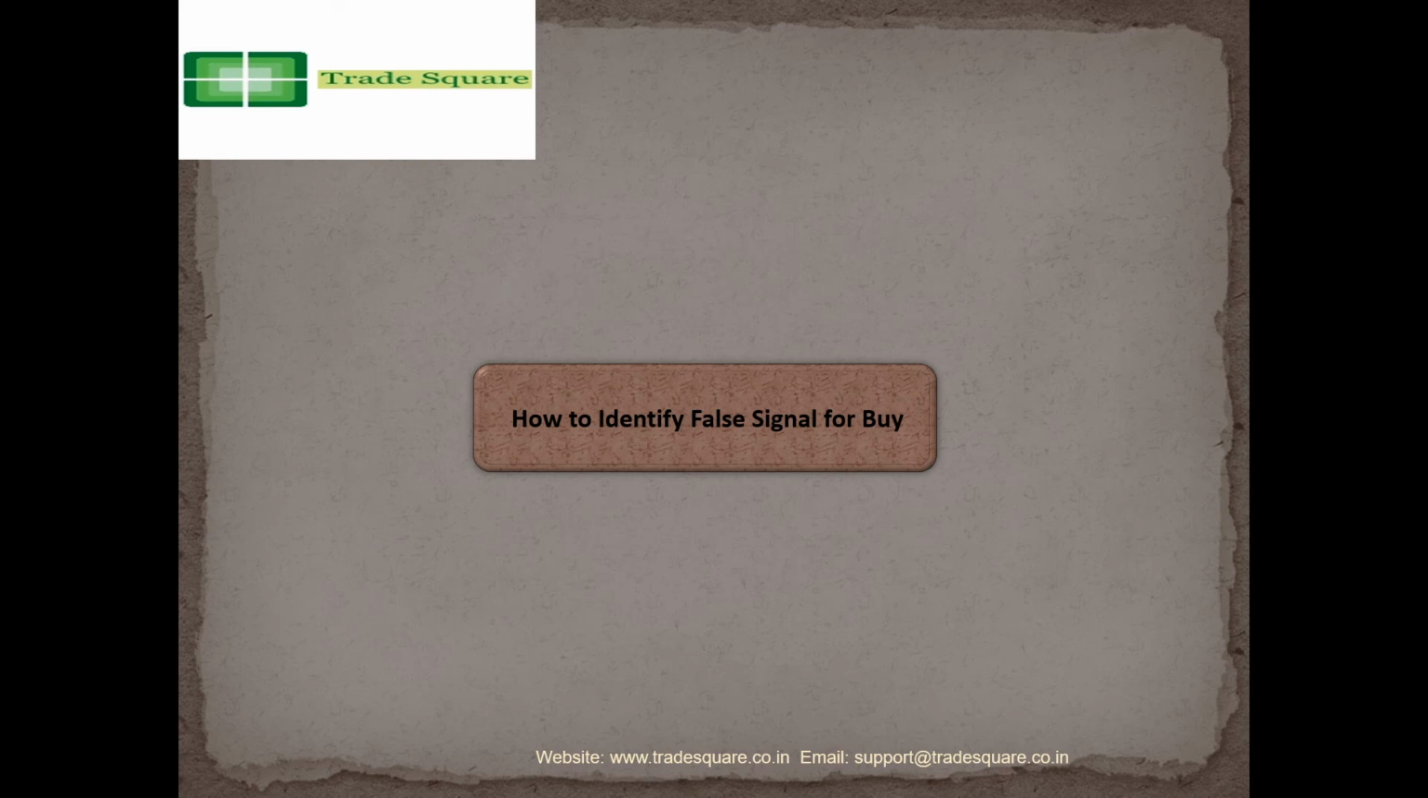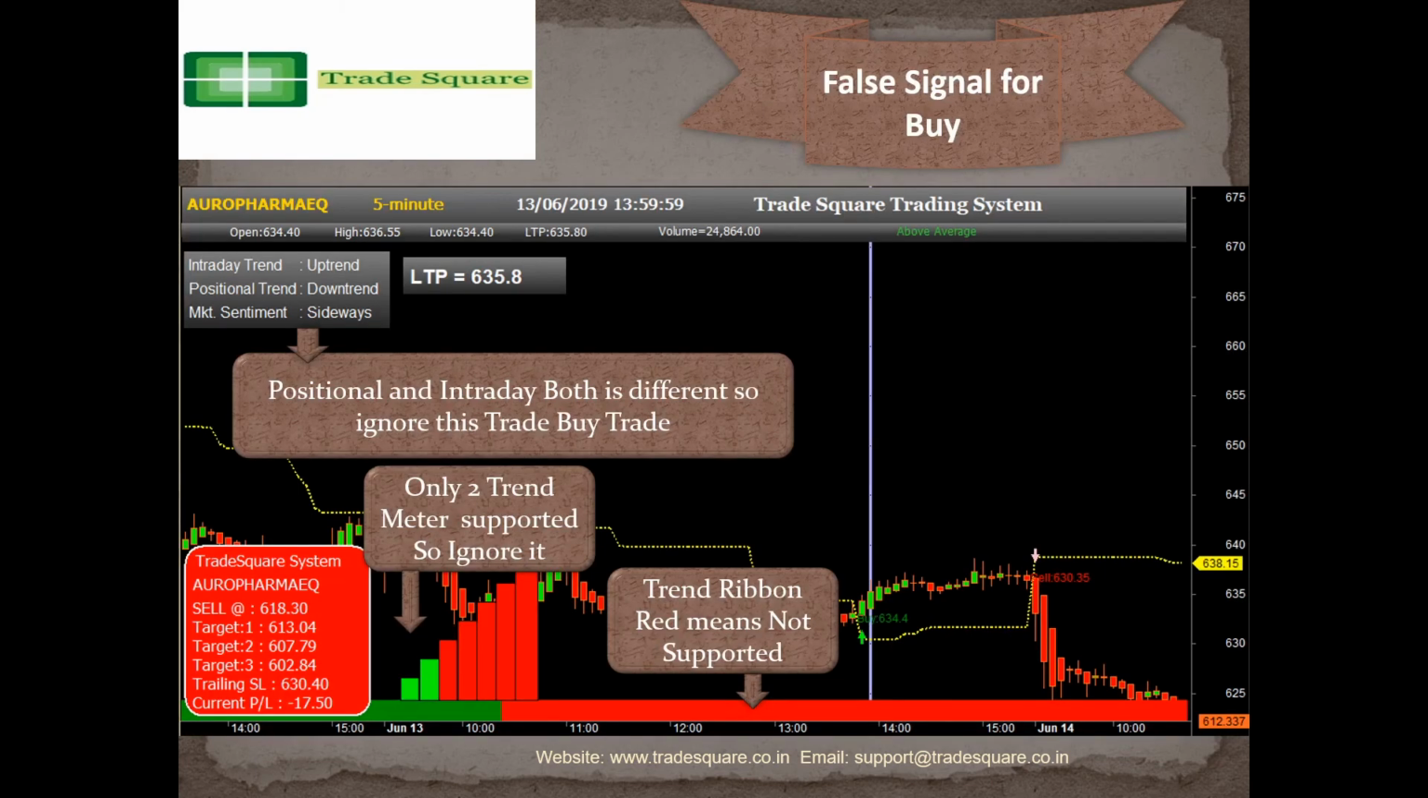Now we should also discuss what is false, which we can identify. Here the buy signal happened, but the ribbon is in red. The bar is not green. The volume is not high. The trend is not matching. So it is clearly seen that this is not a good trade. So don't trade.